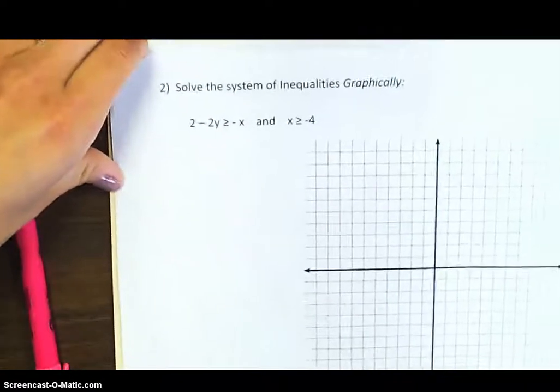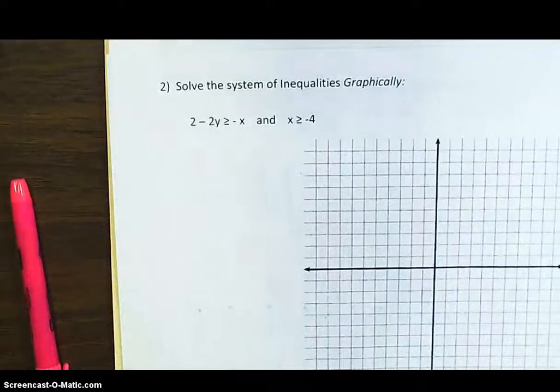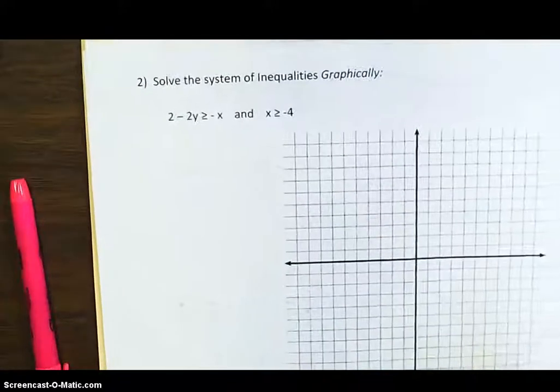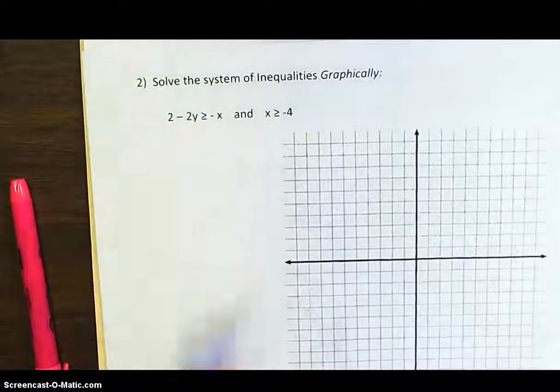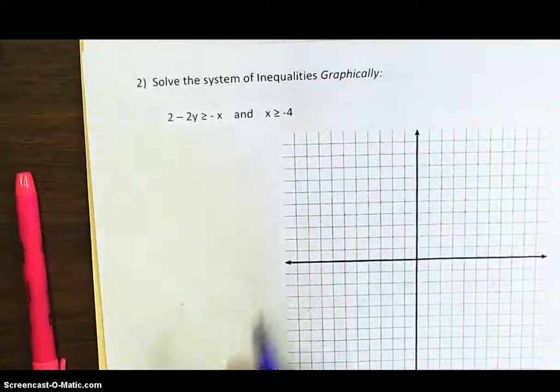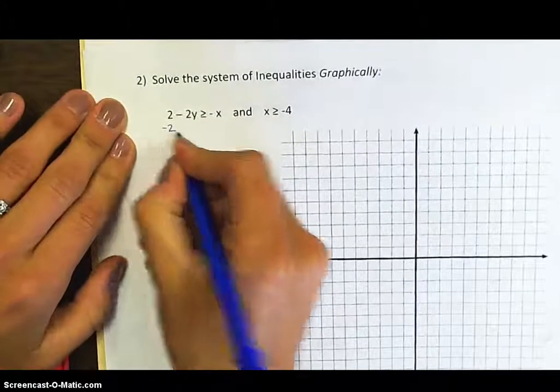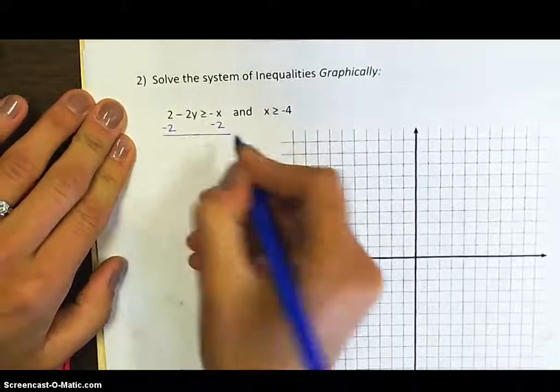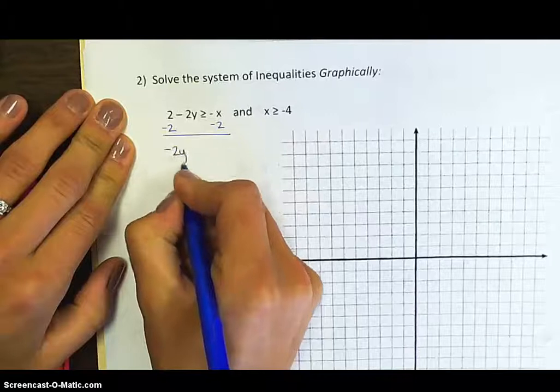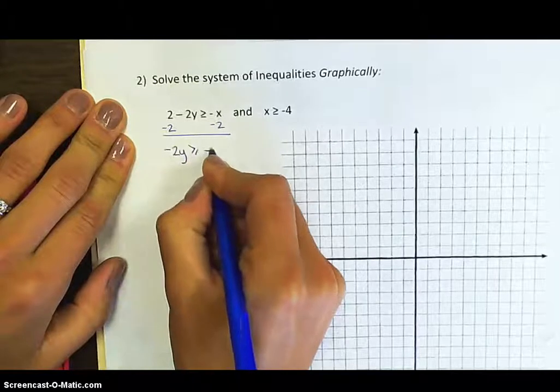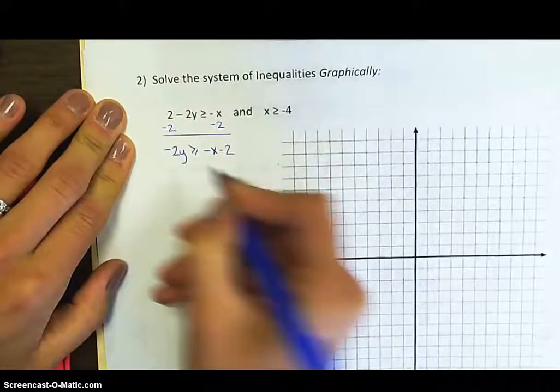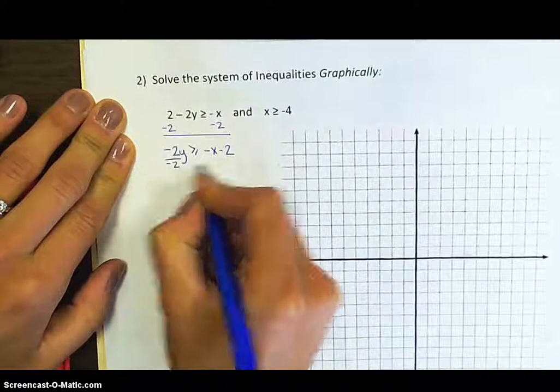Okay, so number 2, solve the system of inequalities graphically. The first one we're going to take a look at, we first need to put it in y-intercept form. So I'm going to subtract 2 from both sides. -2y is greater than or equal to -x minus 2. And then I'm going to divide by -2.